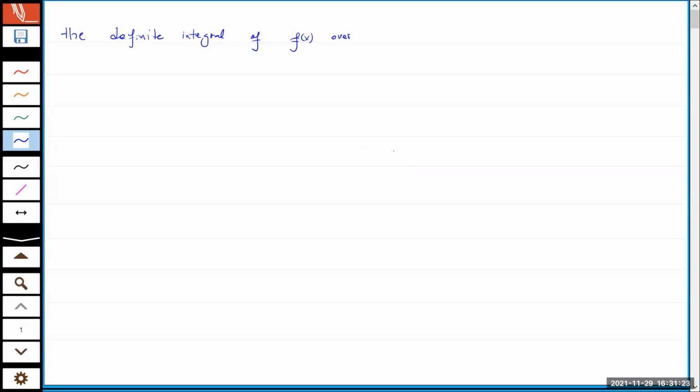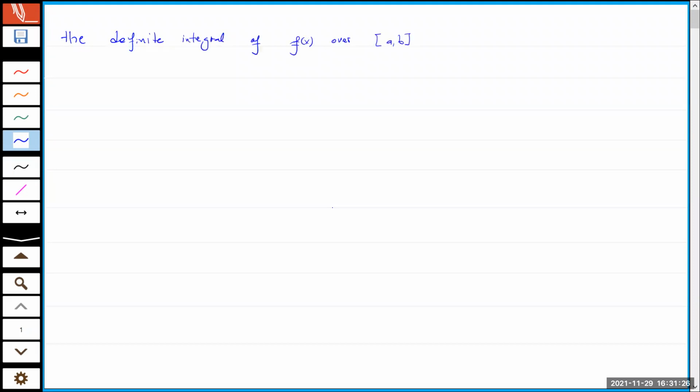We defined last time, this is what we have for now. The definite integral of f of x over the closed interval a comma b, we have defined this to be the integral from a to b of f of x dx. We know that it gives us area under f of x, the graph of f of x, over the interval a comma b.